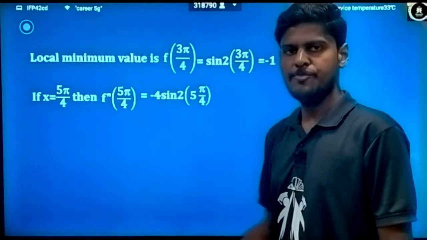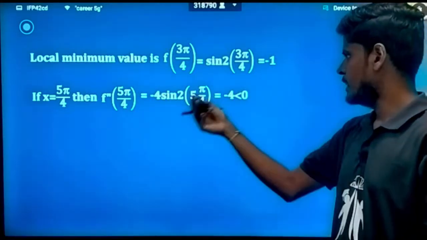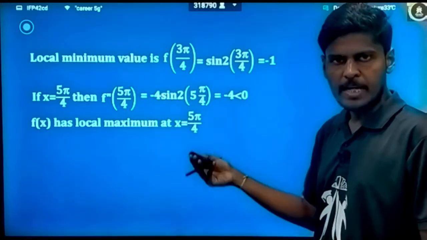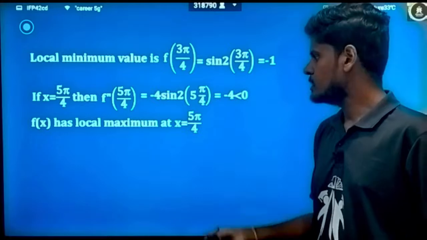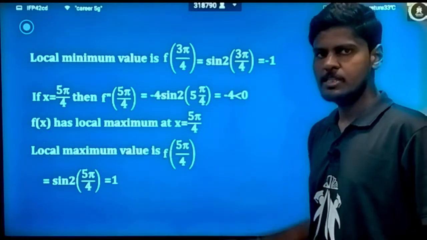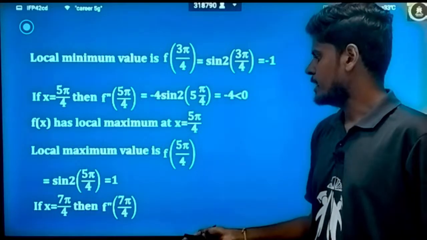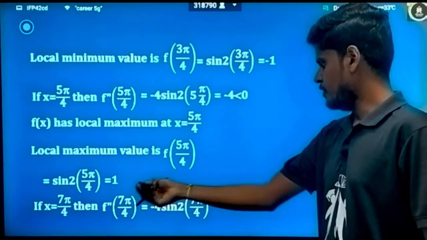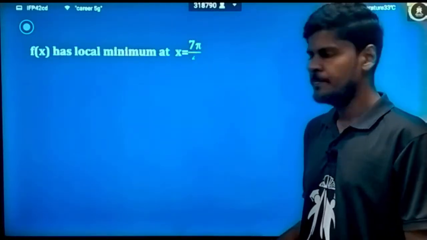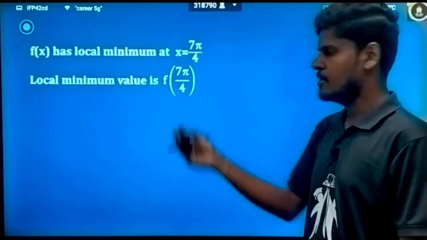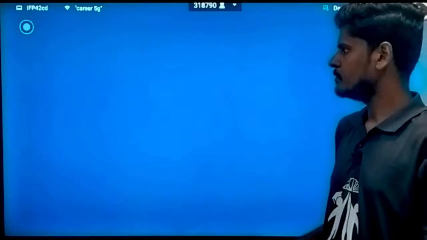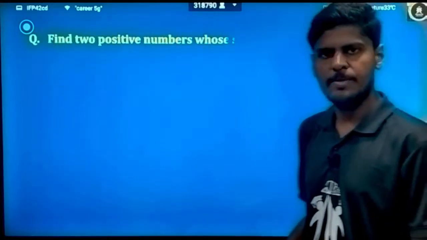Again at x equal to 5 pi by 4, f double dash is minus 4 sine 5 pi by 2, which is less than 0. So this is a maximum point and the value is f of 5 pi by 4, that is sine 5 pi by 2, which is 1. Similarly, at x equal to 7 pi by 4, f double dash becomes greater than 0. That means it is a point of minimum, and the minimum value is f of 7 pi by 4, that is sine 7 pi by 2, which is minus 1. So these are the maximum and minimum values.